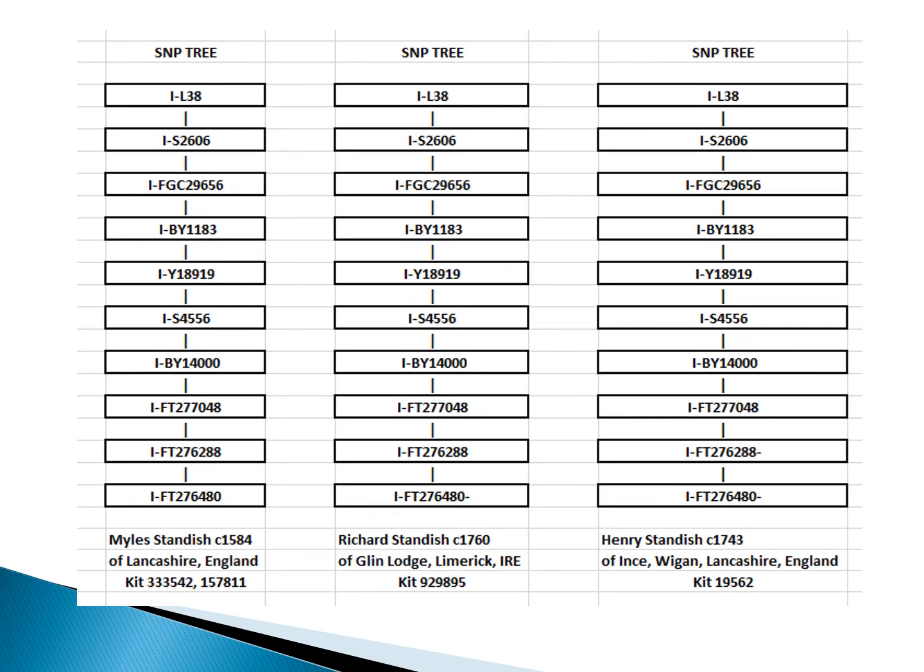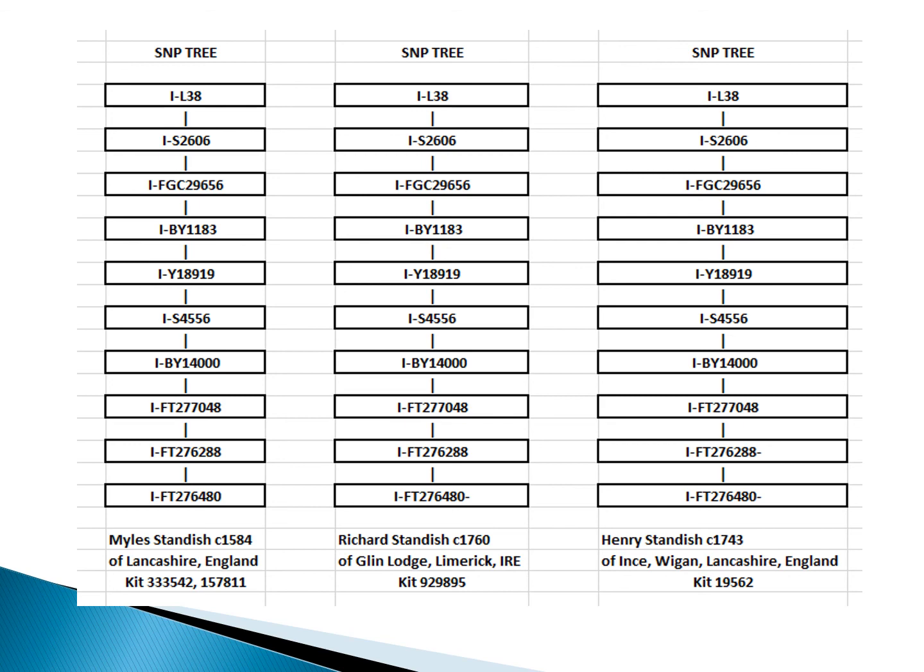This is another representation of SNP trees for the four Standish men in the project who tested the Big Y-700. You can see both the Miles are positive for all the SNPs starting at haplogroup I-L38, and Richard Standish lacks one at the bottom. He's negative for that Miles Standish SNP.